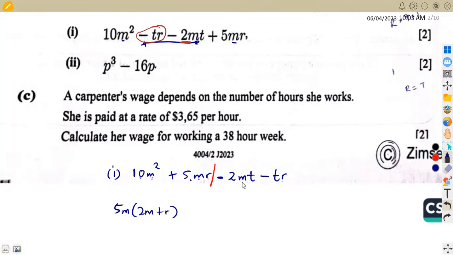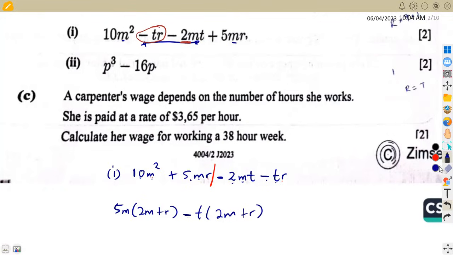Okay, what is common between these two terms? That's a negative. That's the first thing, because we've got negative here. Yes, the numbers 2 is not common, but t is common, so you can factor out negative t. That means t and t cancels, negative and negative cancels. We remain with 2m. So this will be 2m, negative cancels, t and t cancels. We remain with a positive r.